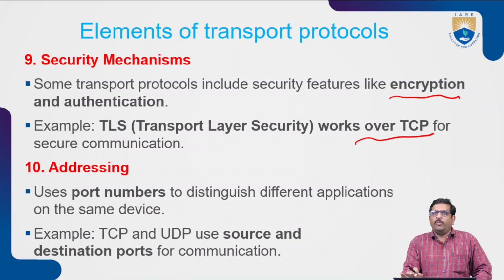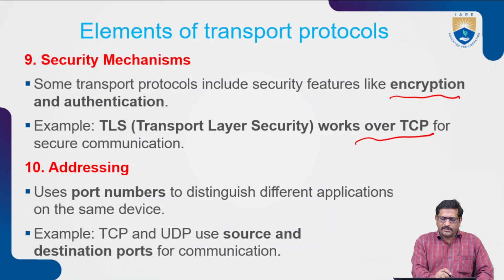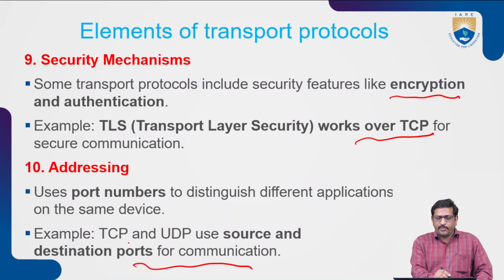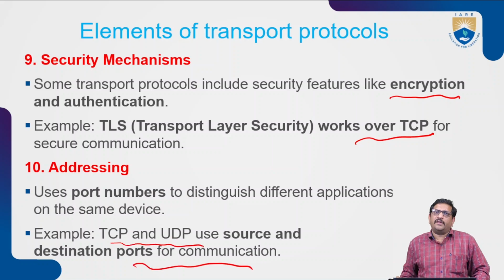Addressing means the port number and that particular device's IP address, so the exact data can be sent to the exact device. Whatever the expected device is, with the help of that device's IP address and the port number, the data can be dispatched to that particular device. TCP and UDP use the source and destination ports for this communication. This is an example of addressing.